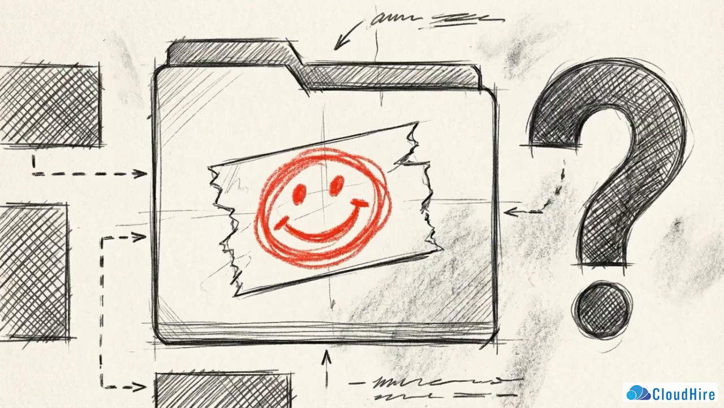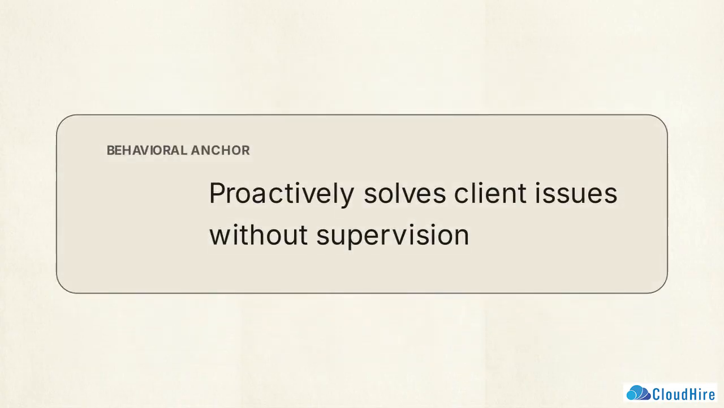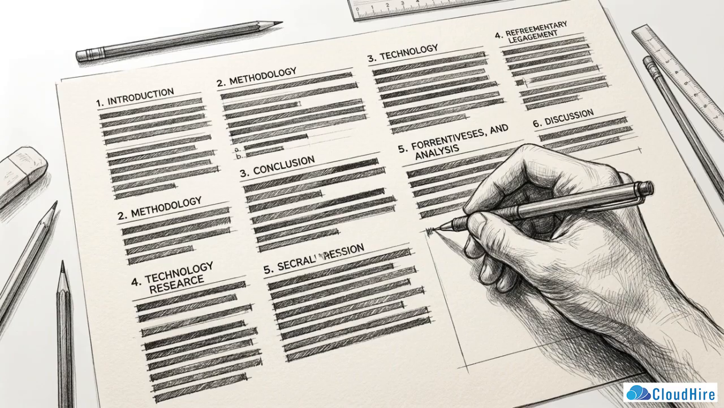A common mistake is using vague personality traits. Labeling a score as a good attitude leaves the rating entirely open to personal interpretation. We cross out the subjective phrase good attitude and replace it with a concrete, observable business outcome. Proactively solves client issues without supervision. Go down your spreadsheet and write these specific behavioral descriptions beneath each number on your scale.